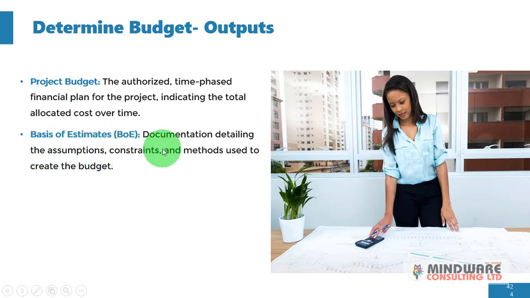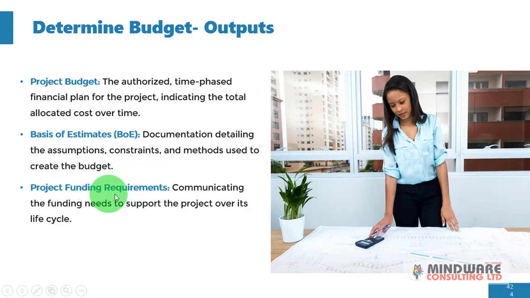Basis of estimates. This is the documentation detailing the assumptions, constraints, and methods used to create the budget. Project fund requirements, communicating the funding needs to support the project over its life cycle. This requirement is very critical, as it helps us to communicate funding needs, and this helps to support your project.